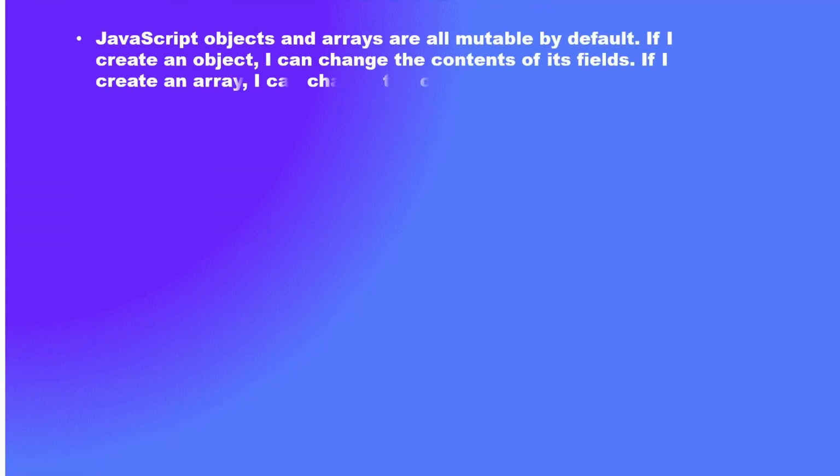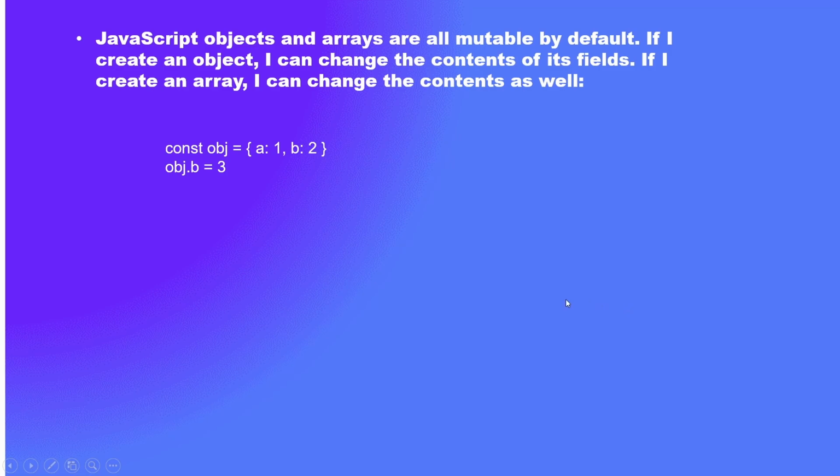Next I'm going to explain about immutability. In JavaScript, our objects and arrays are mutable. JavaScript objects and arrays are mutable by default. If I create an object, I can change the content of its fields. If I create an array, I can change the content as well, which means here we can update the value like this.